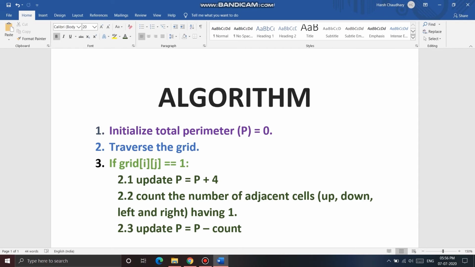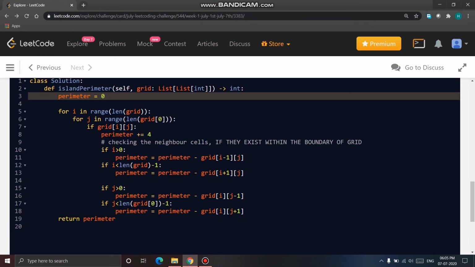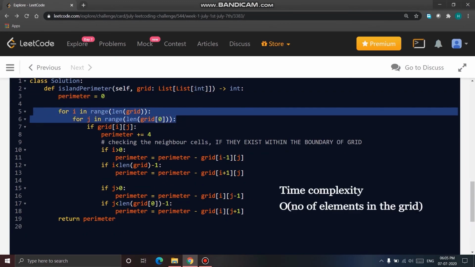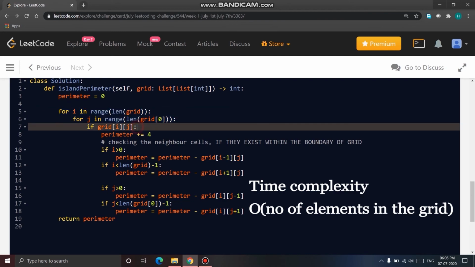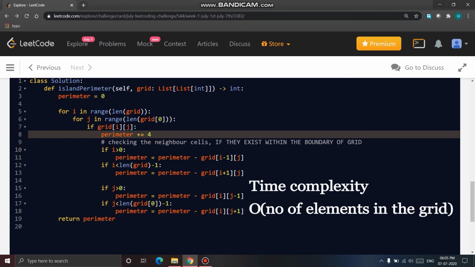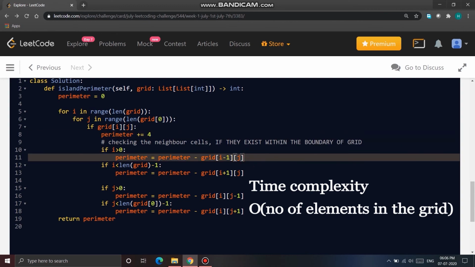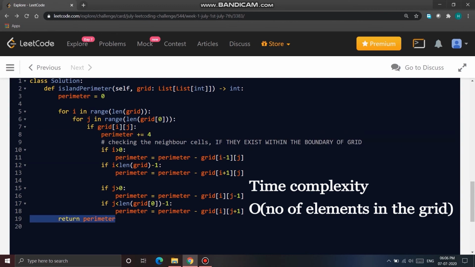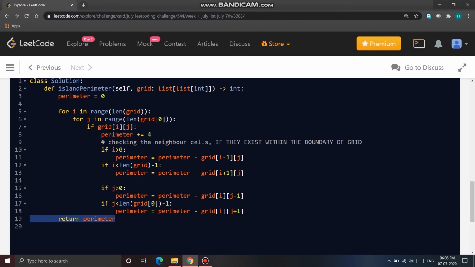That's it. Let us quickly write the code. Initially, the total perimeter would be 0. Then we traverse the grid, and whenever we see a 1, we first update our total perimeter like this. Then we are going to visit each one of the 4 adjacent cells to update the value of the total perimeter again. At the end, we are just going to return the total perimeter so far.